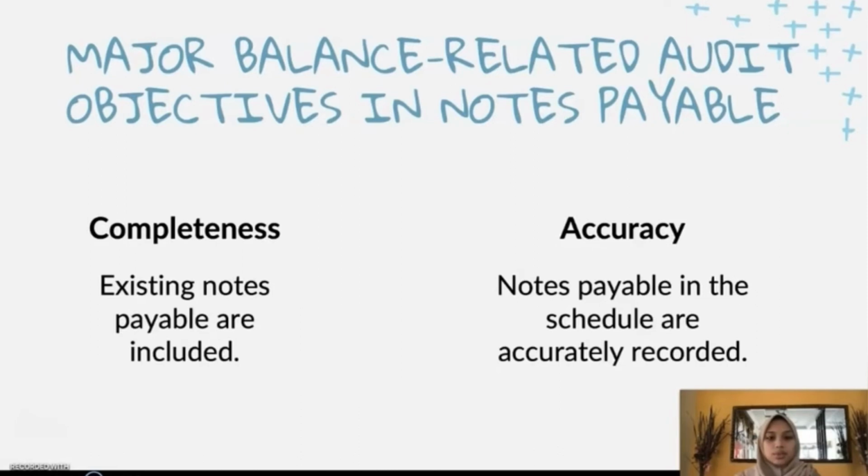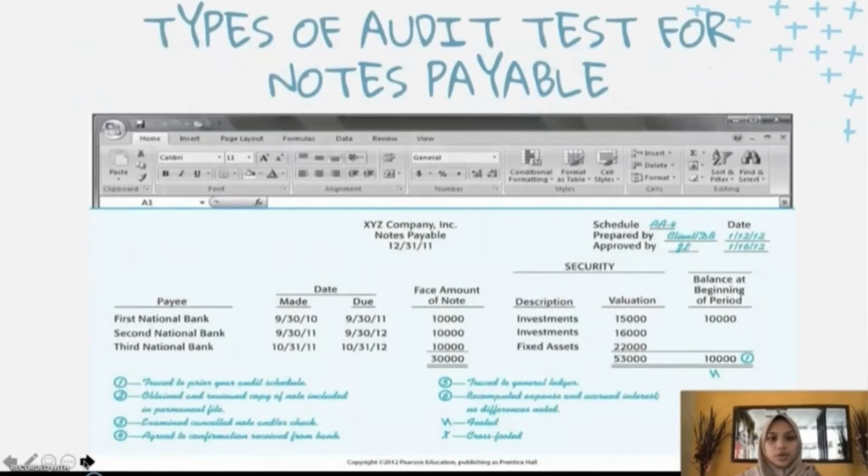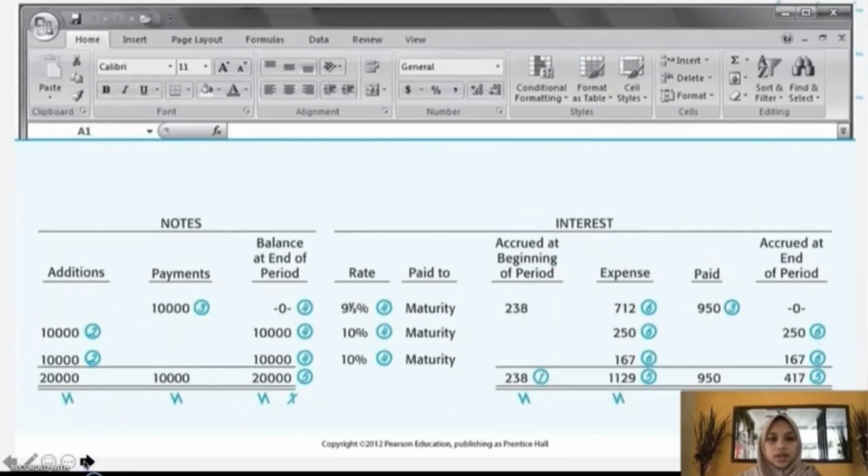As auditors perform tests of details of balance for balance-related audit objectives, the evidence obtained helps satisfy the notes payable presentation and disclosure objectives. So the next slide is types of audit tests for notes payable, which is an example from XYZ company that is prepared by the client. The next is also an example from XYZ company.